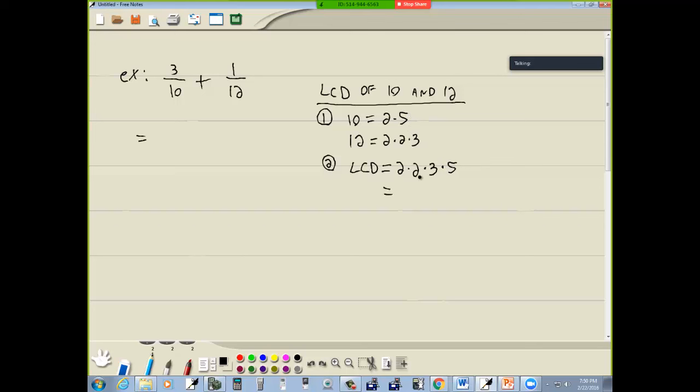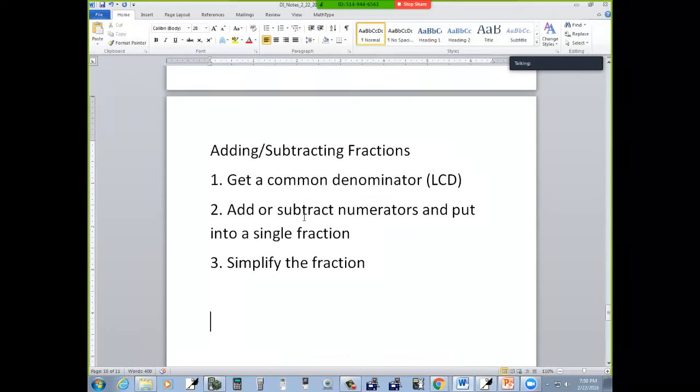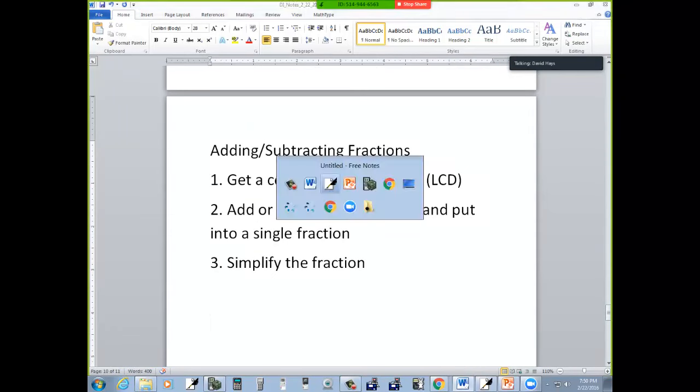So 2 times 2 is 4, times 3 is 12, times 5 is 60. So this would be our least common denominator. So over here for step 1, we want to get a common denominator.